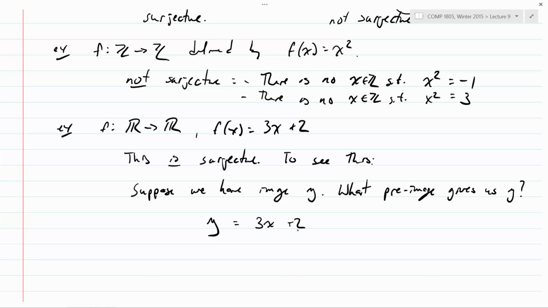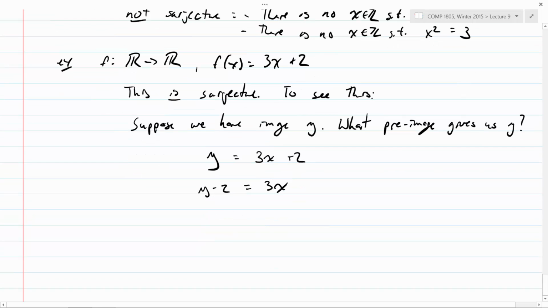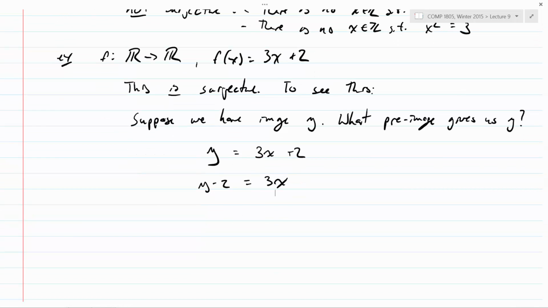And in fact, that's not too hard. y equals 3x plus 2 is exactly the same as y minus 2 equals 3x, by bringing the 2 over. And now divide through by 3. So y minus 2 over 3 equals x. So if you want the answer y, subtract 2, divide by 3, and put that in the function. Does that make sense? Yeah?